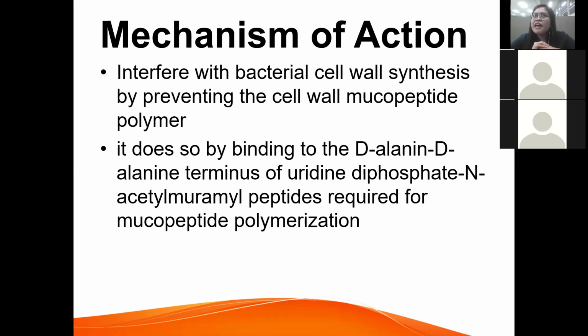Remember, the cell wall is a combination of a lot of things. The cell wall can have lipids. It also has sugar. Mucopeptide means it's a combination of sugar plus protein. So that part of the cell wall is the target of vancomycin. Specifically, again, that D-alanine terminus of the peptide found in the mucopeptide polymerization. But overall, it is still inhibition of cell wall synthesis.